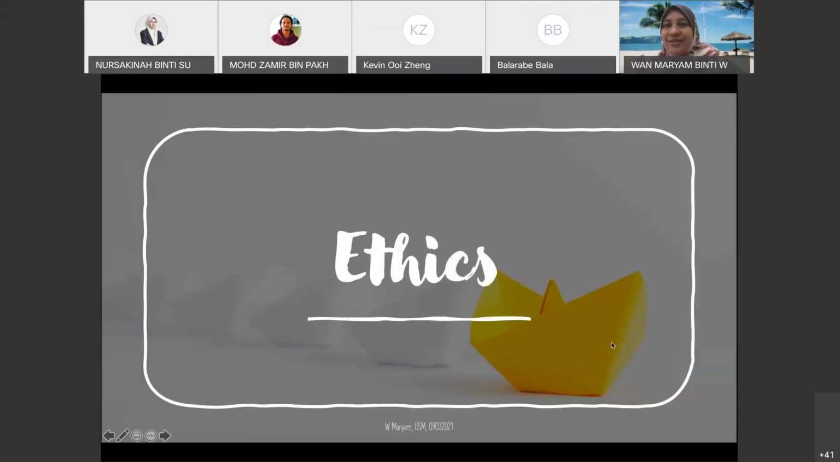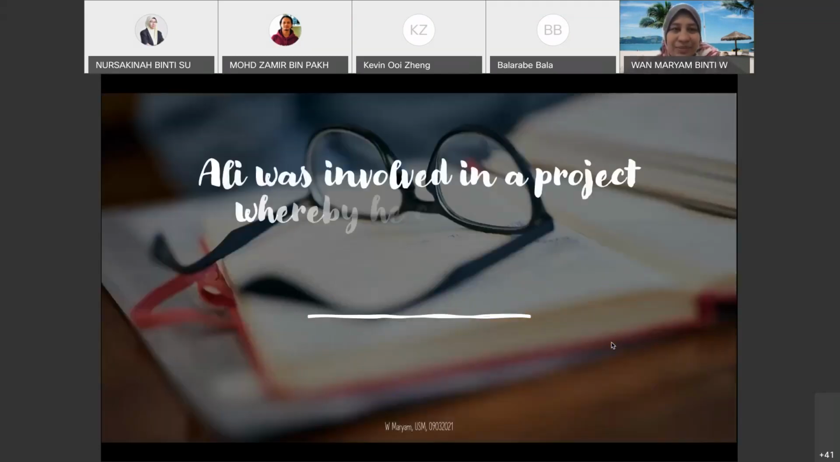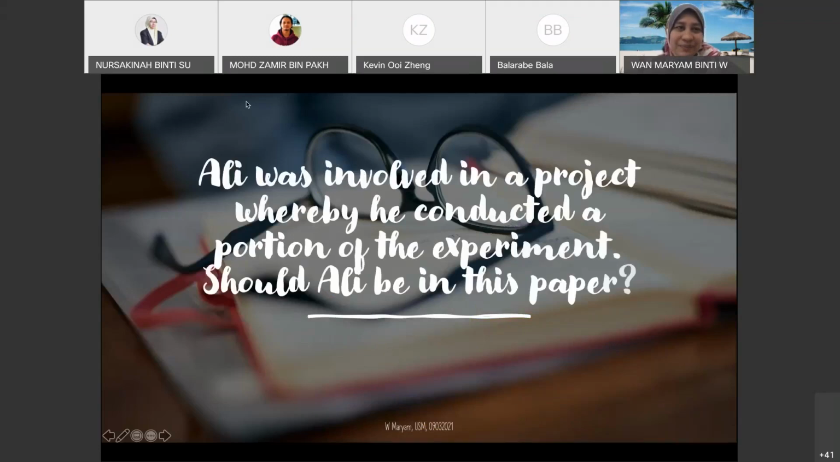Okay, ethics is something that plays quite a significant role. Now, for example, Ali was involved in a project whereby he conducted a portion of the experiment. Should Ali be in this paper? He was involved in a project where he conducted a portion of the experiment, not the whole experiment, a portion of the experiment. Should Ali's name be in this paper?